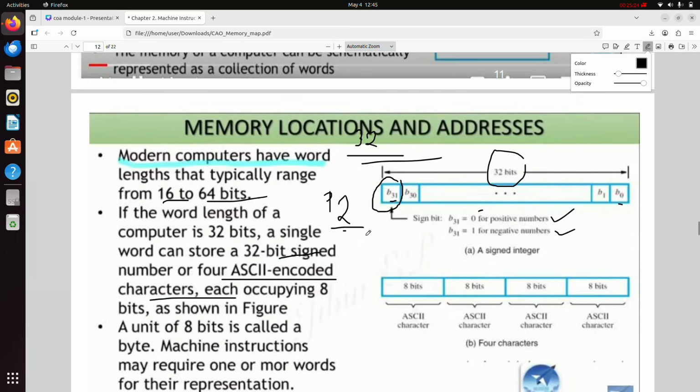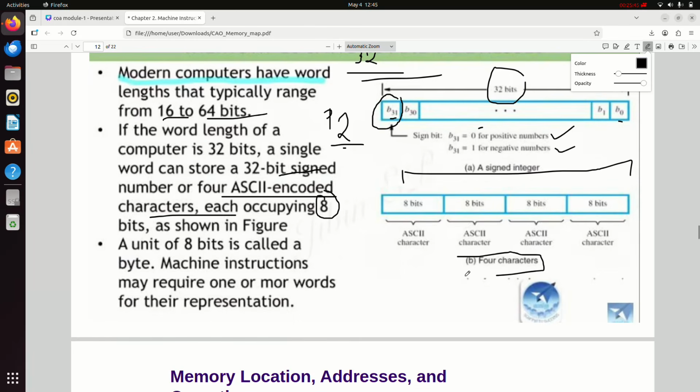Now next is the ASCII encoded characters. In ASCII encoded characters, you have characters, and each character has 8 bits. So mainly 4 ASCII characters you can store here, either in 32-bit format or in 4-character format, and each ASCII character needs 8 bits.